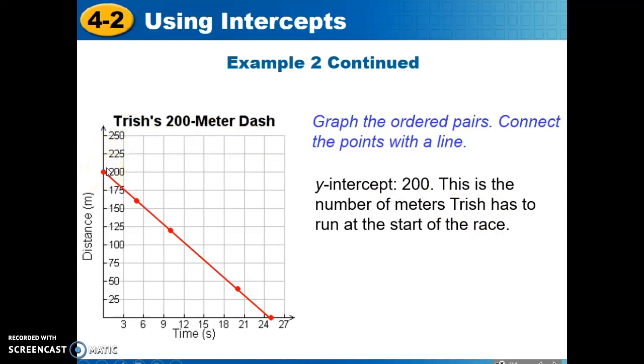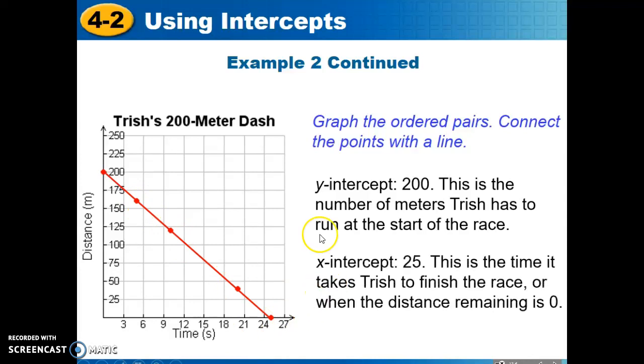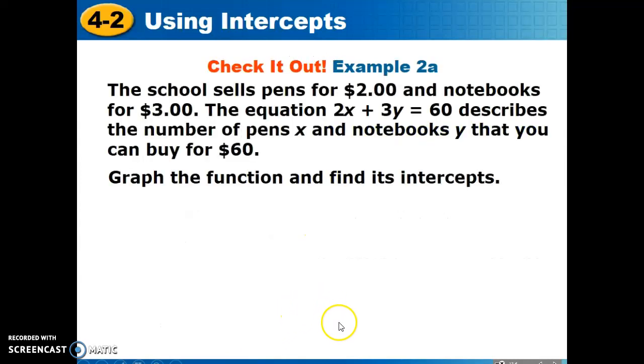The y-intercept, 200, is the number of meters she has left to run at the start of the race. So as the race goes on, 3, 6, 9, 12 seconds, she has fewer and fewer meters to the finish line. The x-intercept, 25, is the time it takes her to finish the race, or when the distance remaining is 0. You guys try this one and see what you come up with.